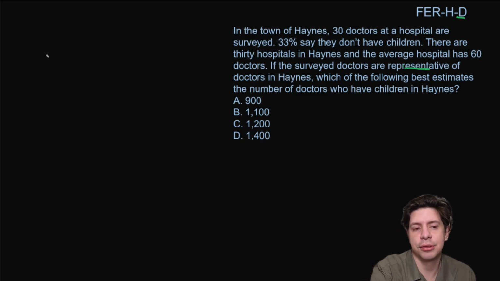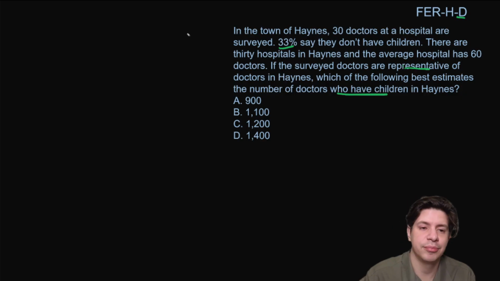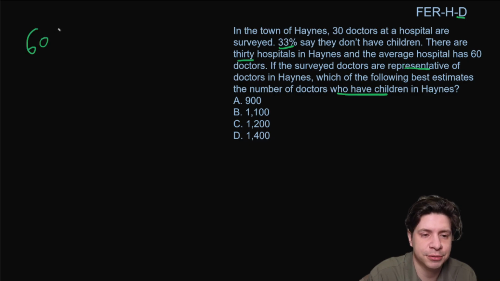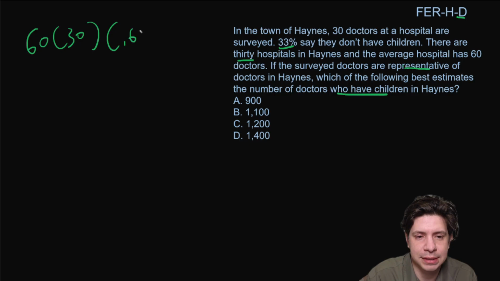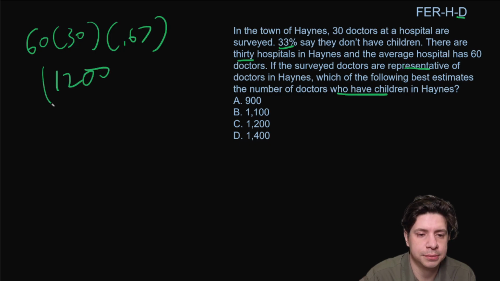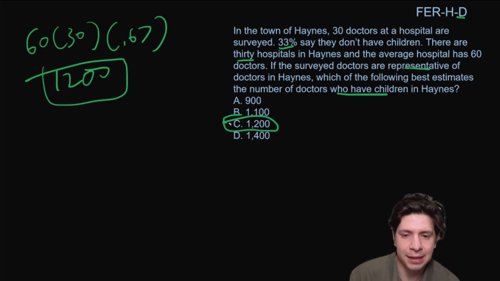So basically we're told that 33% of doctors don't have children. And it's asking for the number of doctors who have children. So that would be 67%. So if we have 60 doctors and there are 30 hospitals, right? We would do 60 doctors per hospital times 30 times 0.67. And that would give us 1,200. So 1,200 doctors would have children. Okay, so it's an estimation problem. Not too bad. I think it's just straightforward.